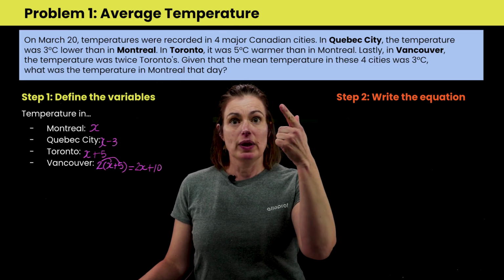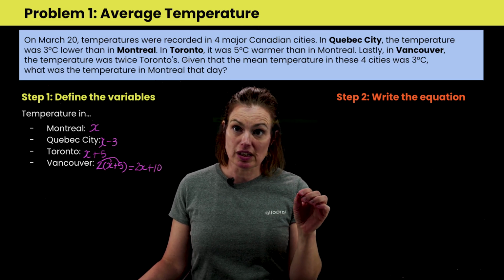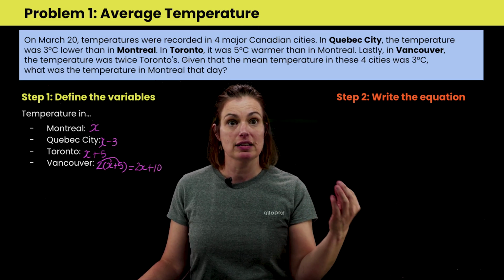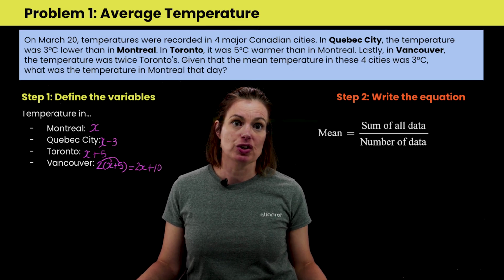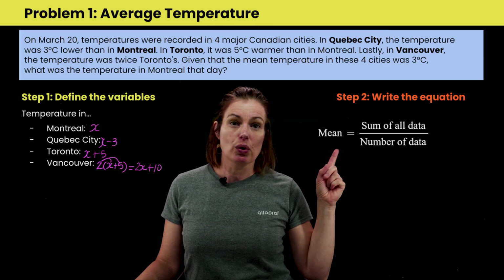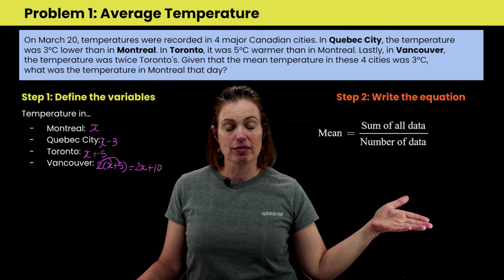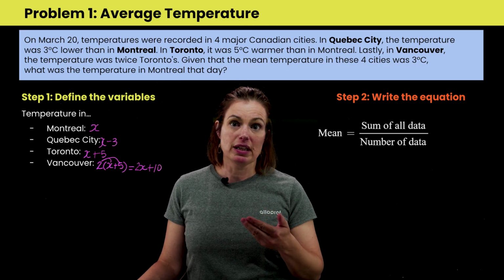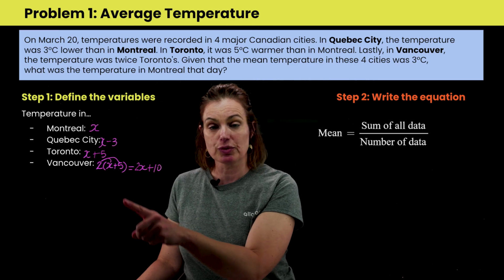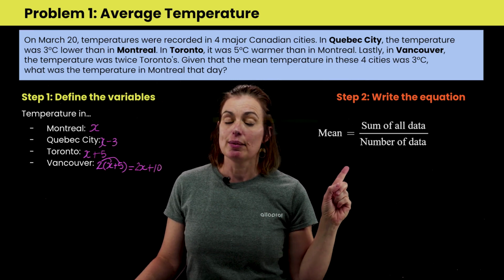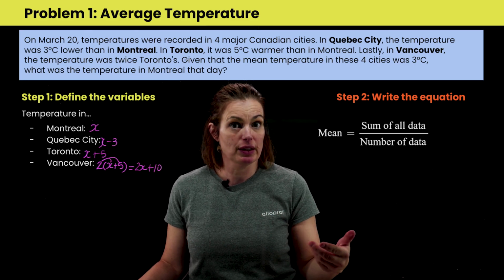In our case, we have given that the mean temperature in these 4 cities was 3 degrees Celsius. What was the temperature in Montreal that day? So the mean is the same thing as the average. So to calculate the average or the mean, I've got to look at the sum of all the data and divide it by the number of data that I have. And in this case, the sum of all my data, well, they're not numbers, they're actually algebraic expressions. So I'm going to take each of these algebraic expressions and I'm going to add them together. And then I'm going to divide that by 4 because I have 4 different cities or 4 data values.